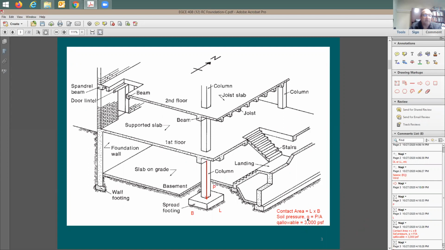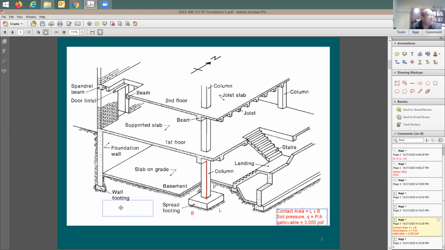Now, what's going to happen if you put higher pressure than the 3,000? You're going to say more settlement is going to happen. Professor, is Q allowable dependent on the soil, correct? Yes, this is a soil property. This is why the soil engineer is going to give it to us. So we're going to say this allowable soil pressure is given to us by whom?